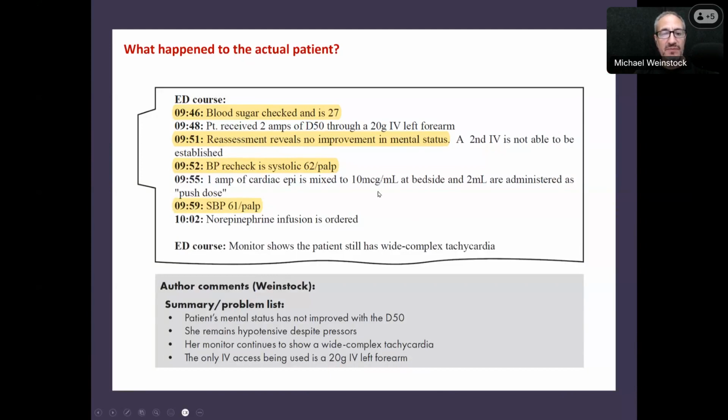So finger stick blood sugar is 27. She does get 2 amps of D50 through our fantastic nurses, who are able to get a 20 gauge IV in the left forearm. But as we had predicted, Cody, no improvement in mental status, and they can't get a second IV line. The blood pressure is rechecked, basically identical, 62 over palp at this point. 1 amp of cardiac epi is mixed at the bedside and 2 mL are administered.